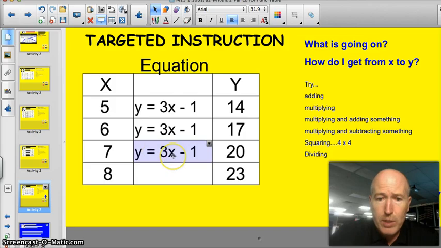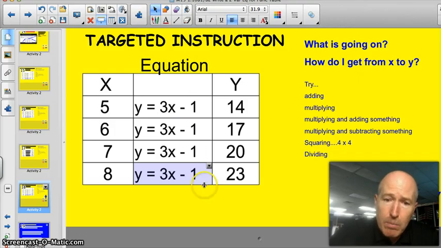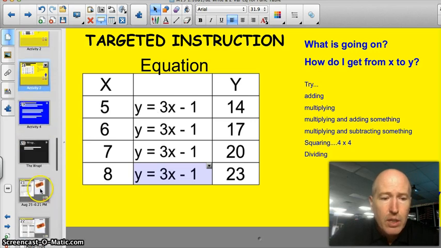3 times 7 would be 21, minus 1. And 3 times 8 would be 24, minus 1. Great. I hope you did well on that. So tomorrow in class we'll be working on completing a bunch of these function tables, to see if we can figure out exactly what it is. Remember, we want it in the form of y equals something. All right? Let's go to the ticket to the show.